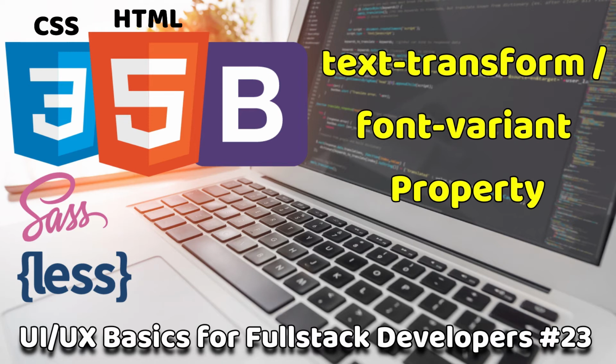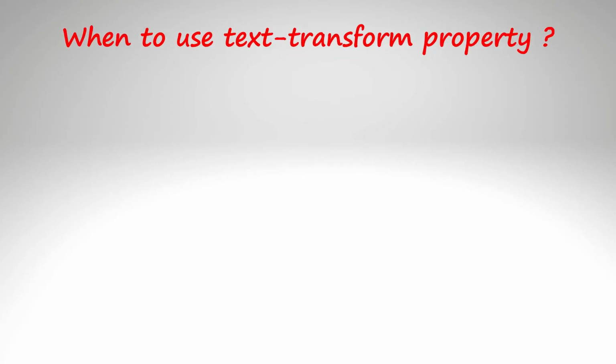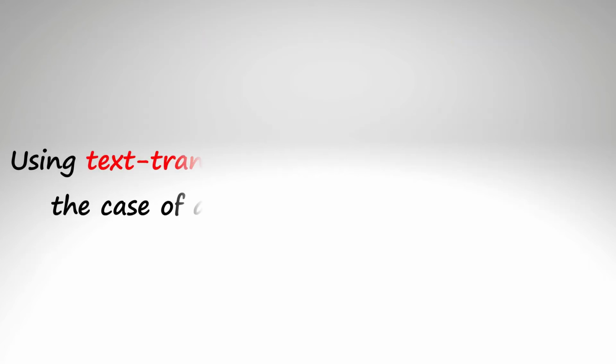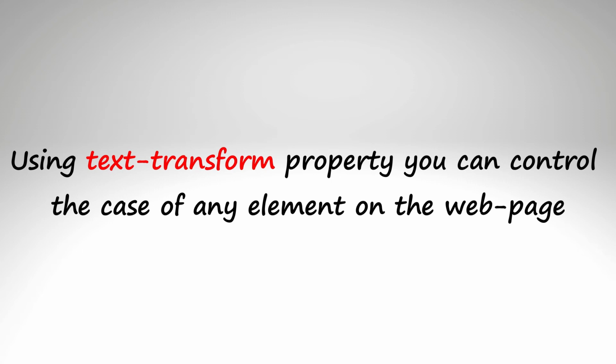In this section, we are going to understand the text transform property. In a general sense, this property is used to transform the text to uppercase, lowercase, a proper capitalized format, etc. So when to use this property, you ask? Well, imagine a scenario where the text inside the element is supposed to be in uppercase or lowercase, but it isn't. So rather than changing that text inside the database, you can directly change those texts using the text transform property in CSS. Using text transform property, you can control the case of any element on the web page.